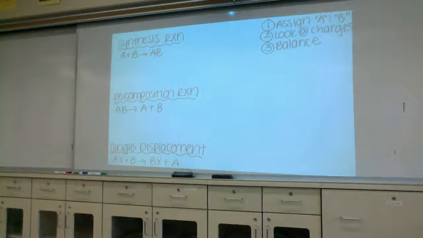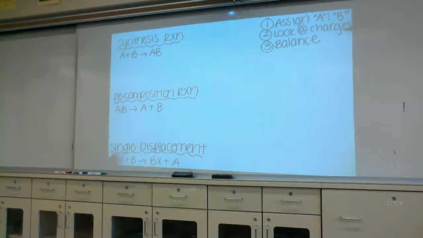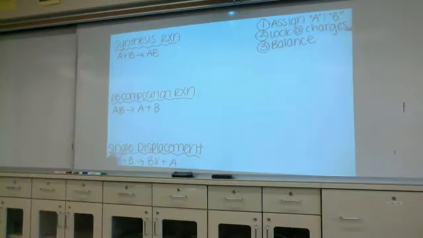The first thing that we need to be wary about is the rules and the steps in which we look at reactions. First, you want to assign A or B, whatever that may be. Then you want to look at the charges, and then you want to balance the equation. In a lot of the classes yesterday, we made sure that we could look at the charges, or we made sure that we could get our product, but we did not balance. So today we're going to practice doing all three of those.